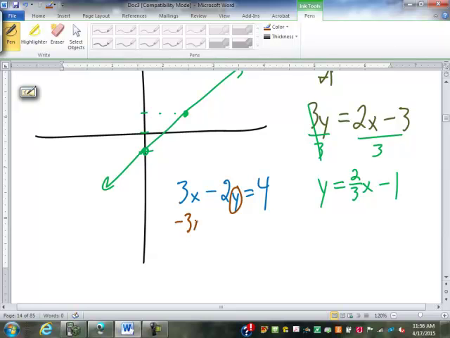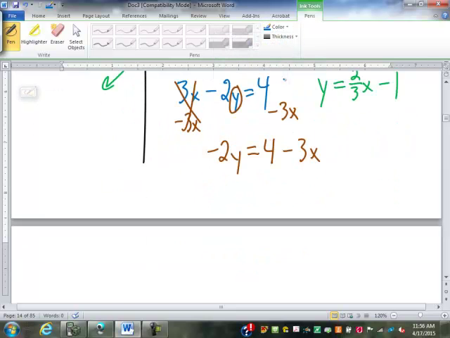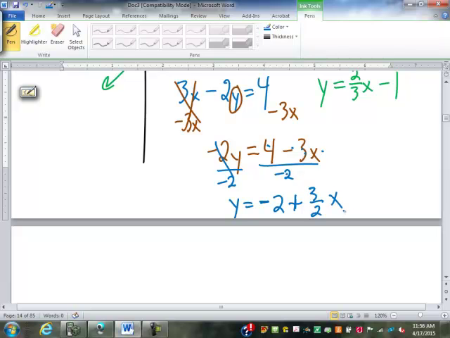So we're going to start by subtracting the 3x, and it's gone, giving us negative 2y over here. We have to subtract 3x from the other side. Well, 4 minus 3x is just 4 minus 3x. And then we finish it off by dividing by a negative 2, to get y by itself. 4 divided by negative 2 is a negative 2. Negative 3x divided by negative 2. Well, first of all, negative divided by negative will give us a positive. 3x divided by 2 is going to be just 3 over 2 x.